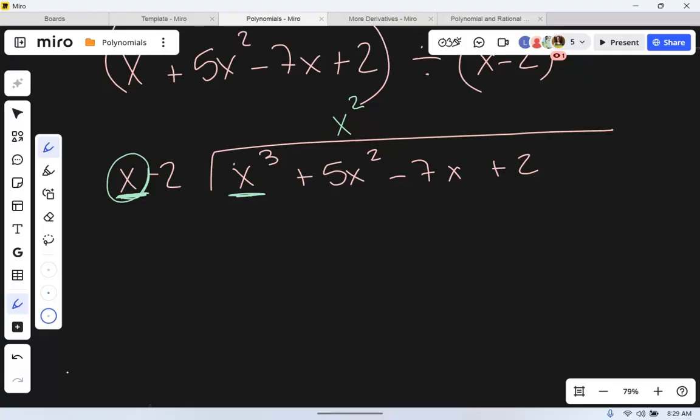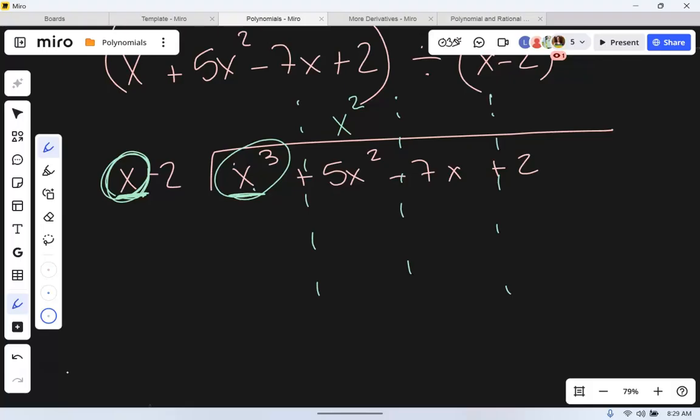First terms only. X times what would give me x cubed? Just like 5 times what gets me as close to 7 as I can get, without going over. You can't go over. So as close as I can get without going over here, x times what gives me x cubed, x squared. Okay? Think about this being in columns like this. I feel like I'm not doing as good a job as I could. I'll get y'all there, I promise.